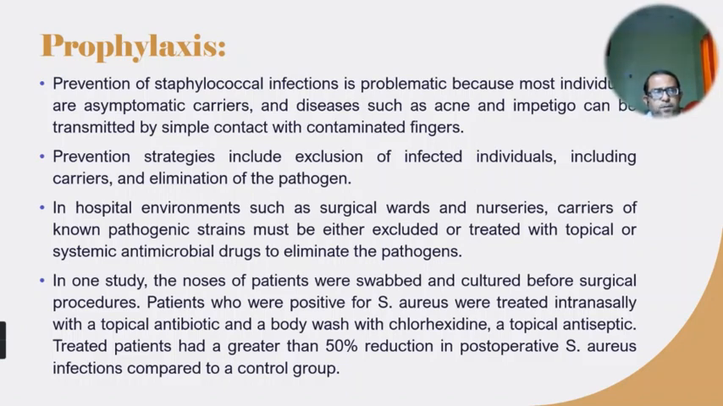Now this prevention strategy includes exclusion of infected individuals, including carriers, and elimination of the pathogen. In a hospital environment such as surgical wards and nurseries, carriers of the known pathogenic strain must be either excluded or treated with topical or systemic antimicrobial drugs to eliminate the pathogens. If some carriers are detected among hospital staff, they may be separated and should be treated in order to avoid the spread of this infection in the hospital area.